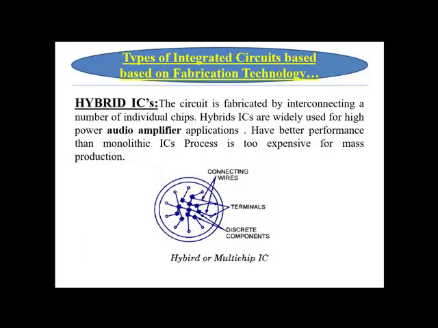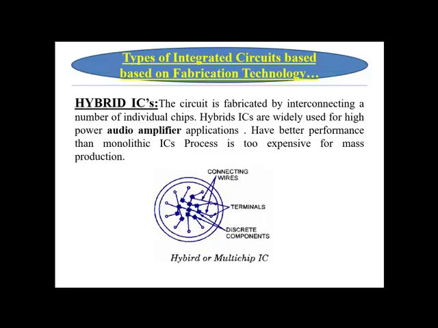This is the most advanced type of IC, called hybrid ICs. Basically, this is the interconnection of many individual monolithic or other types of ICs. These types of ICs are widely used for high power audio amplifier applications and provide better performance than monolithic ICs, because we can include many monolithic functionality ICs or many other ICs in a hybrid IC.